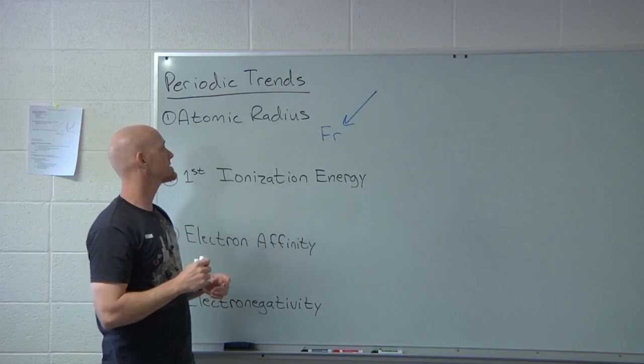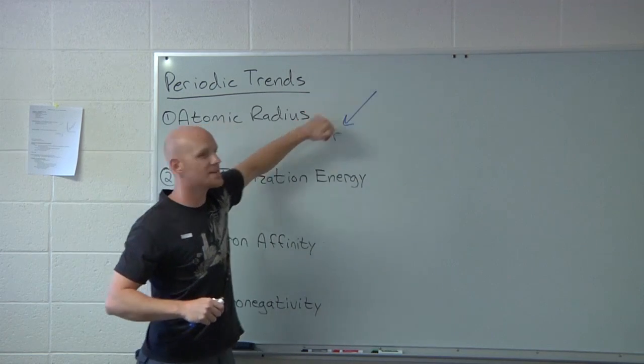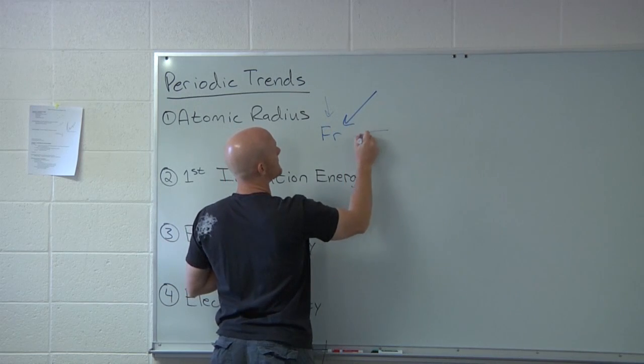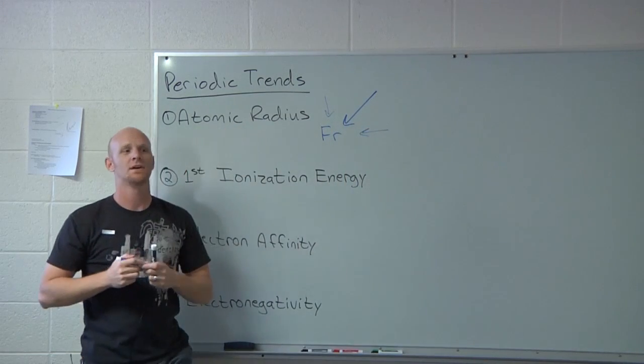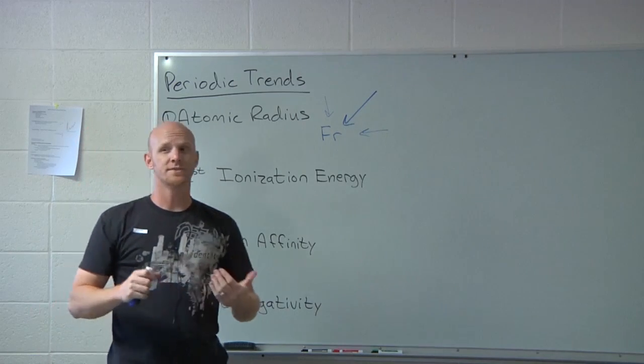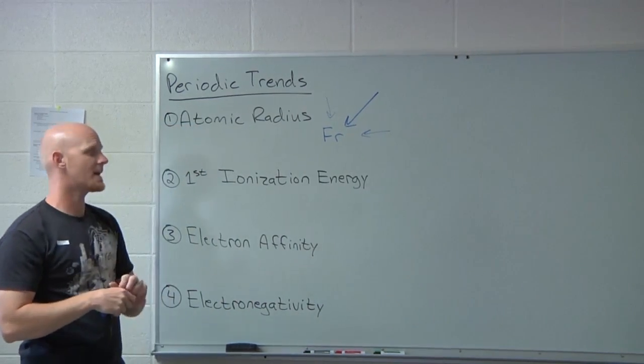And so your atomic radius trend increases in size going down towards francium. Now that means it increases going down and it increases going to the left on the periodic table. So that is the general trend for atomic radius. We'll dive into more specifics here in a second.